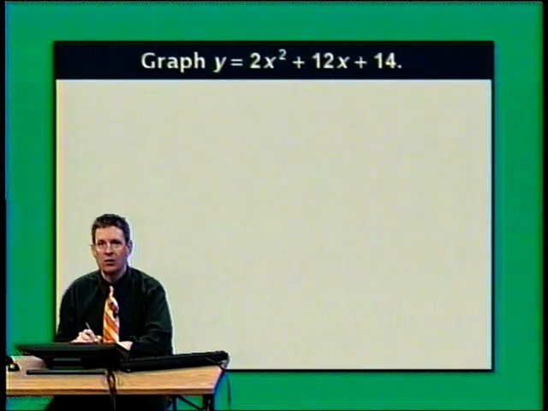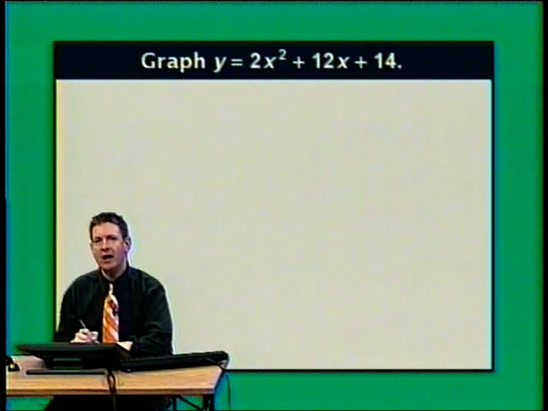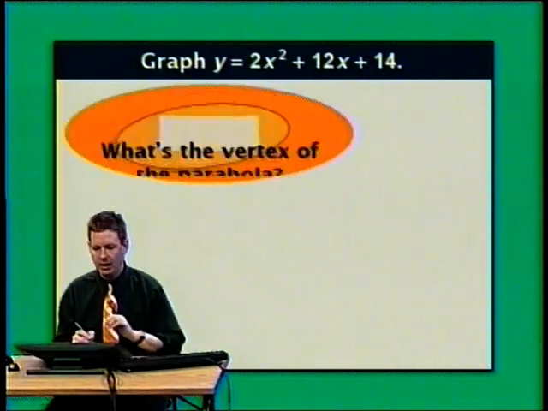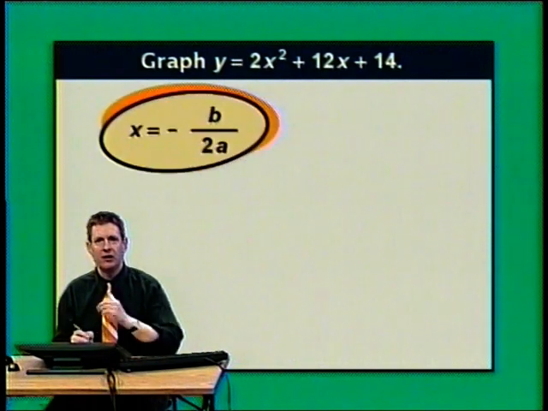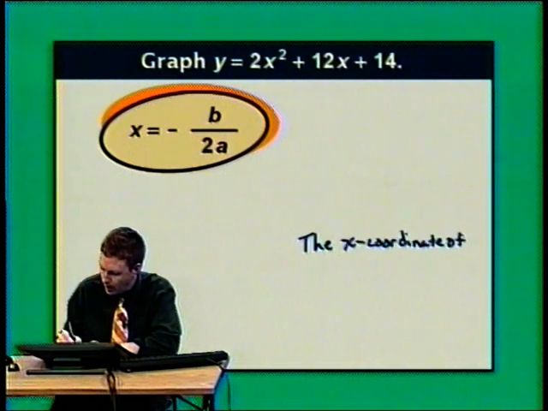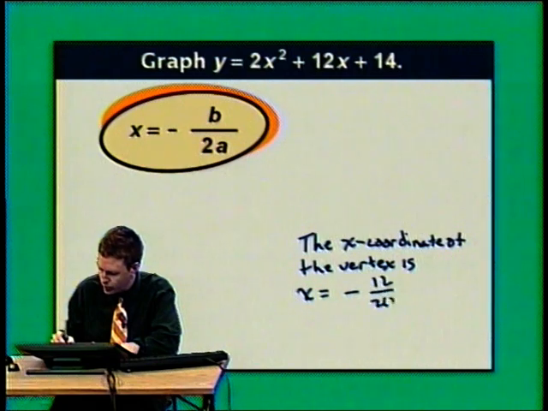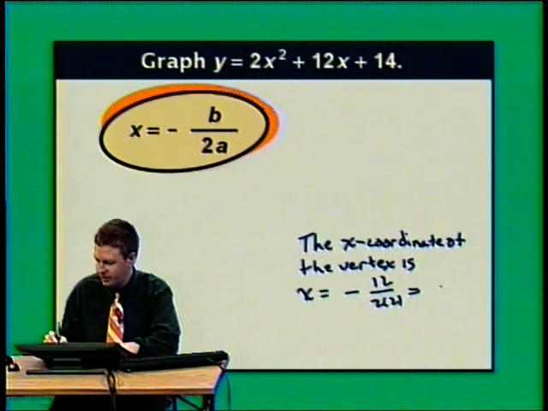Let's graph y equals 2x squared plus 12x plus 14. I'm going to perform this graphing procedure somewhat similarly to an earlier example. I'm going to find the vertex, and then rewrite the equation in graphing form so I can easily pick off some more points on the parabola. Using my formula, the x-coordinate of the vertex is x equals the opposite of 12 over 2 times 2. 12 over 4 is 3, so the x-coordinate is negative 3.